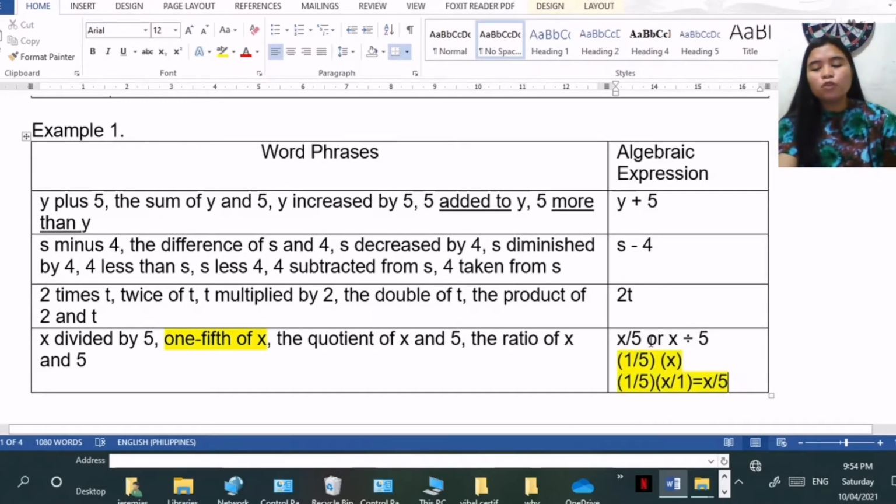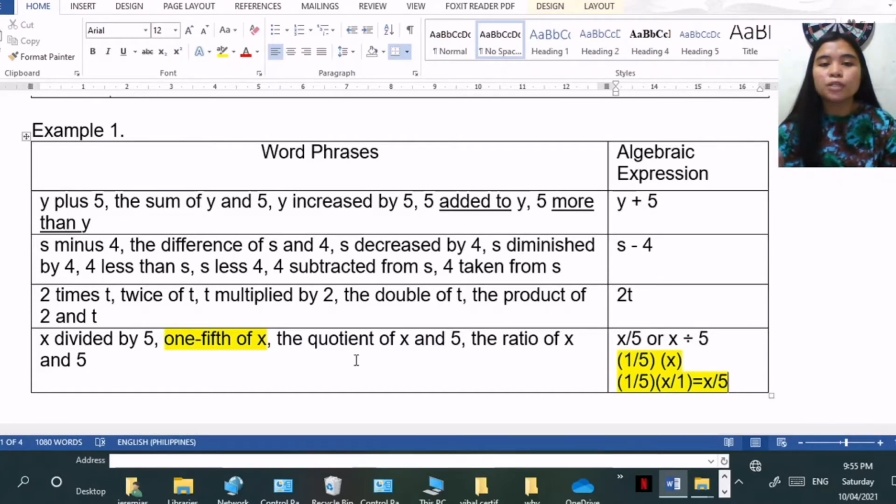And then, pwede nyo rin itong basahin as the quotient of x and 5. Kasi nga, nag-divide ka. Quotient of x and 5. Or pwede namang the ratio of x and then 5. So, pareho lang po yun. So, ayan po. So, ganyan lang po kayo magta-translate ng algebraic expression to word phrases or word phrases to algebraic expression. Okay po.